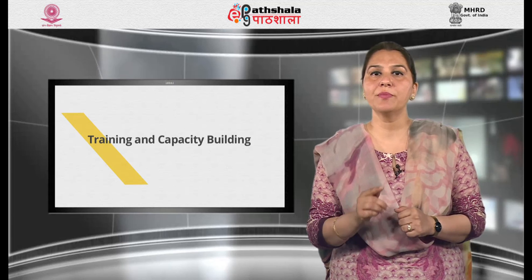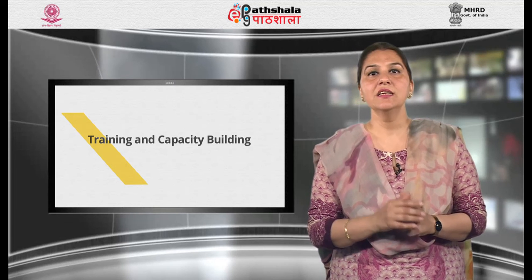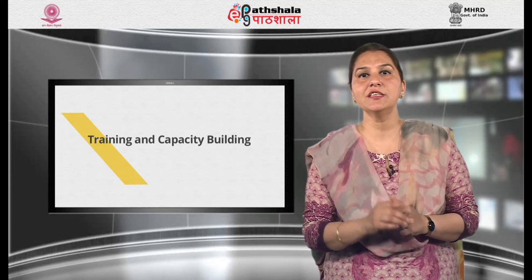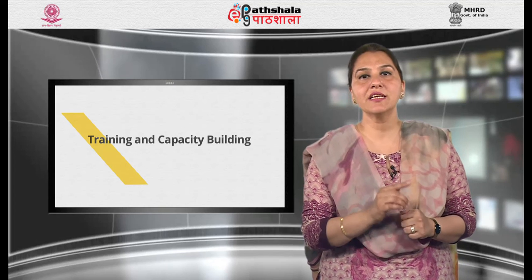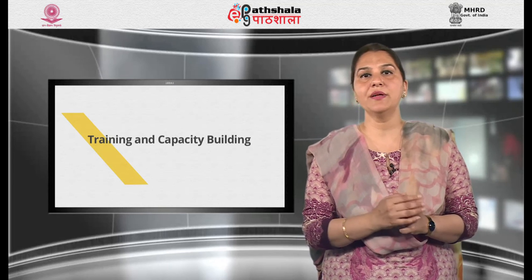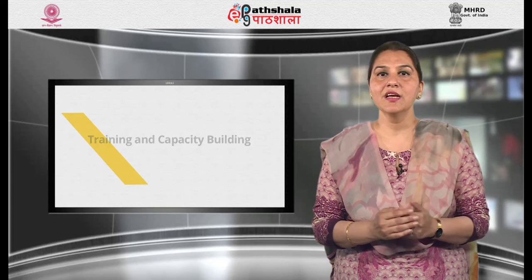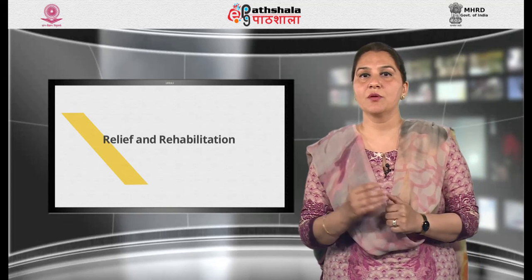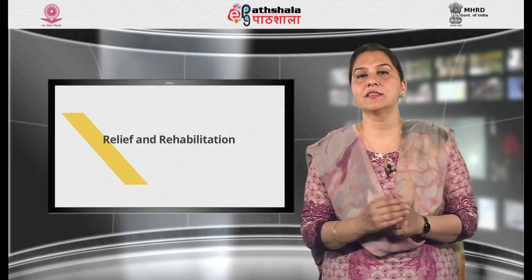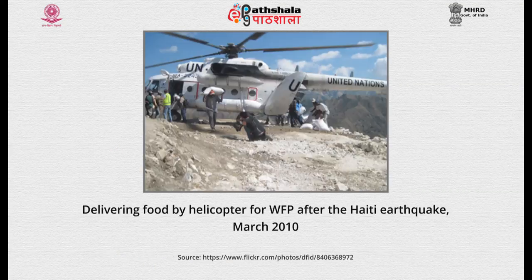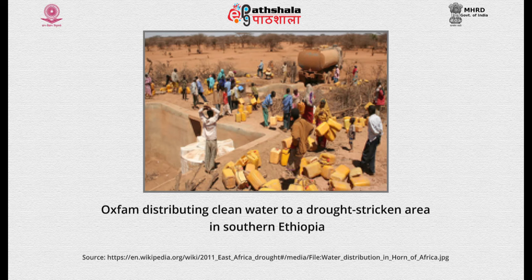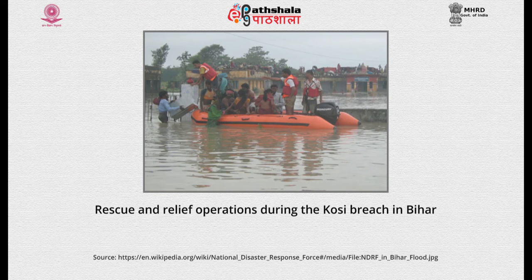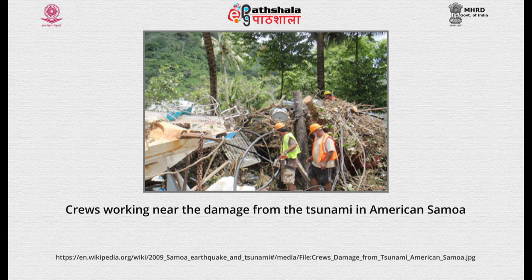Next is training and capacity building. Provide training for building entrepreneurs, provide specific skills training for vocational and technical persons, provide workshops and seminars for institutional capacity building up at grassroots. Next is relief and rehabilitation. Provide emergency services such as temporary shelter, food, etc. after disaster or conflict. Enhance community preparedness for natural calamities and other disasters. Deliver social safety nets to the needy.